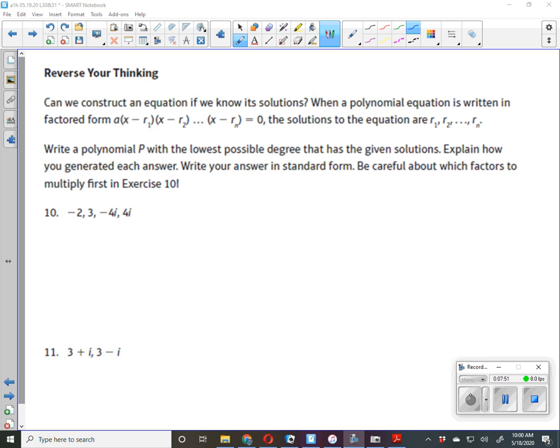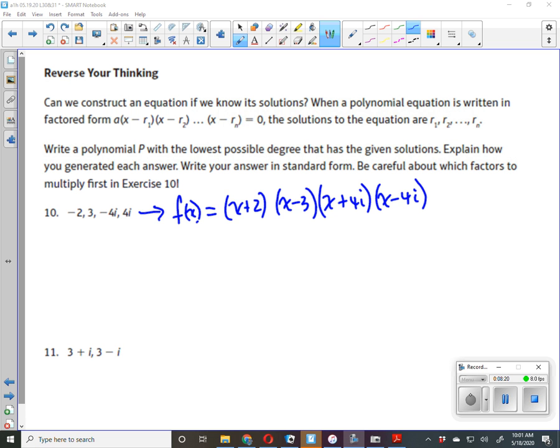Now they're getting into the fun stuff where they're asking us to actually construct an equation. So remember, based on what we just learned, my equation f of x could be equal to x plus 2 times x minus 3. This is the zero product property, isn't it? x plus 4i times x minus 4i. And again, they would like you to write it in standard form, which means you're going to have to multiply this thing out. So I'm going to pause it so you guys don't have to watch the whole thing. You'll see it when it's done.